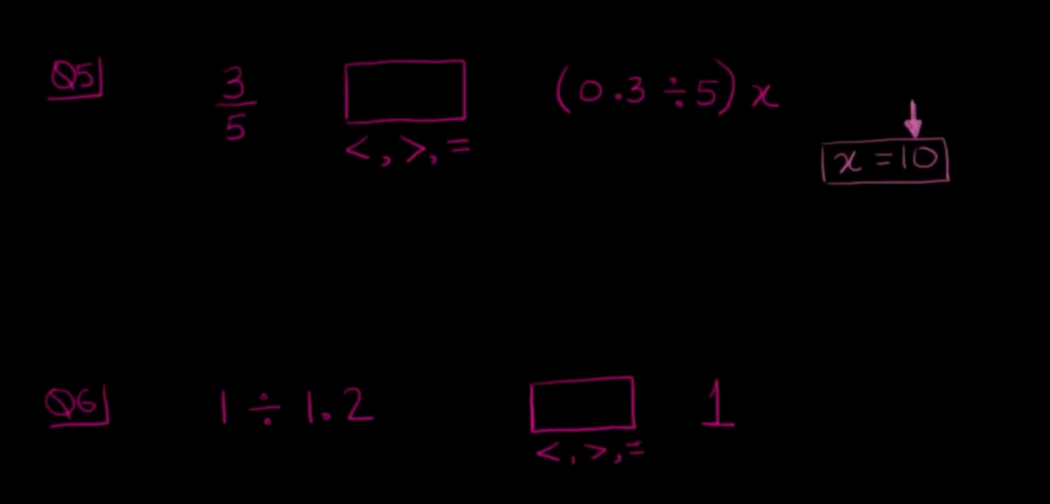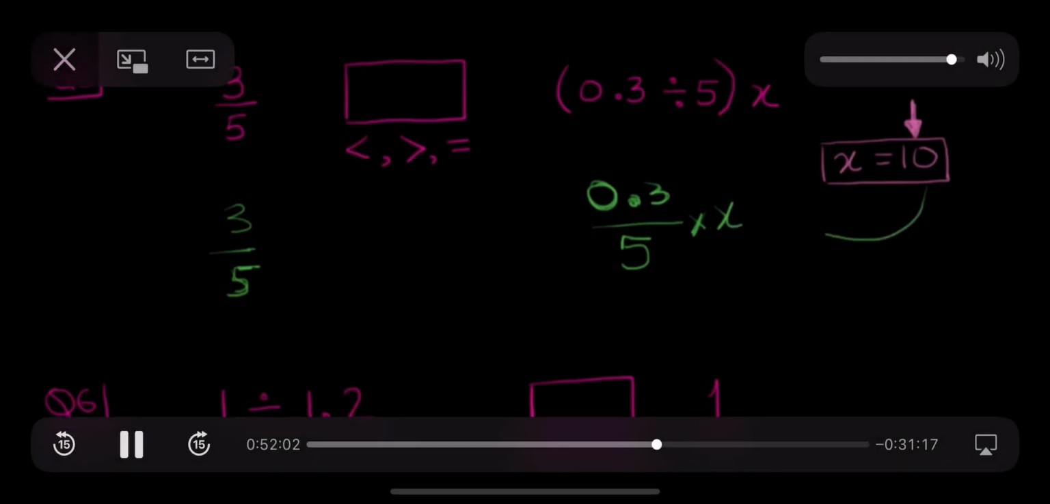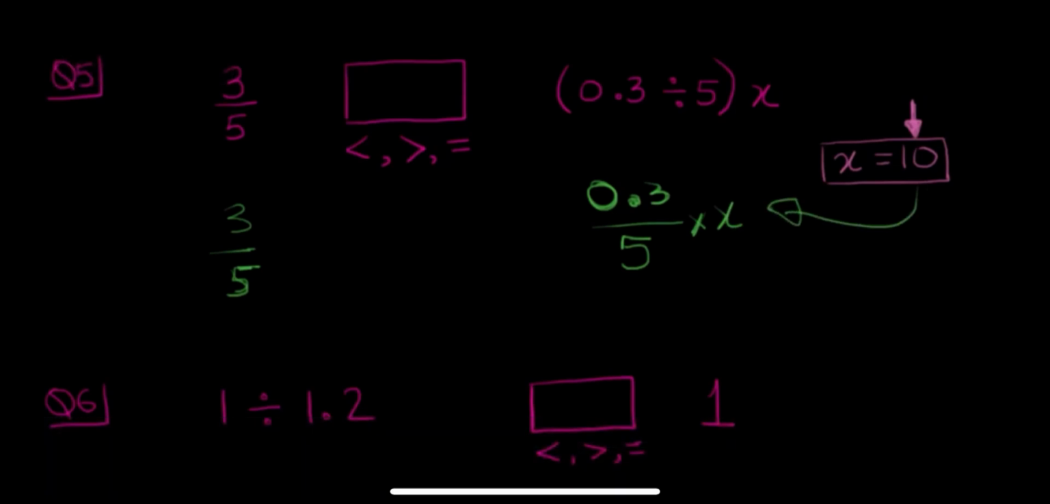Next question. Question number 5. We're comparing 3 over 5 to 0.3 over 5 times x. I know that the value of x is 10. So let me just rewrite it as 10.